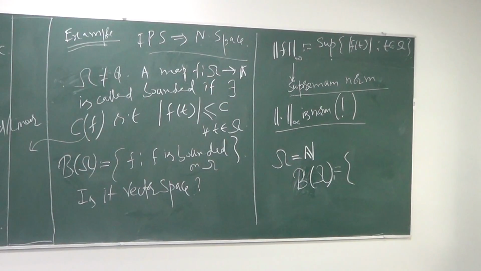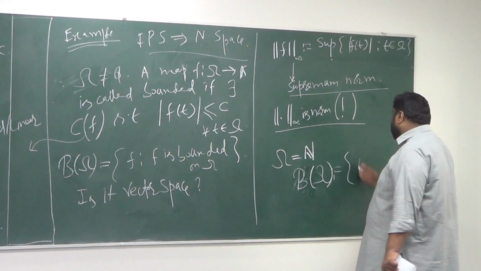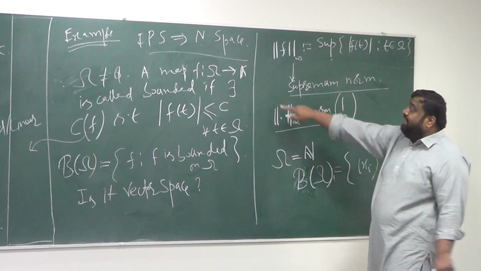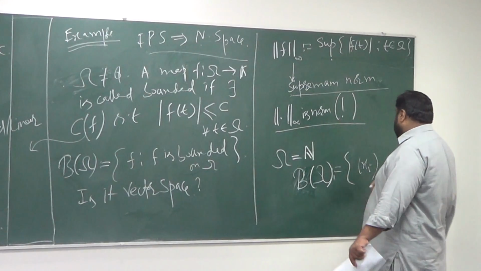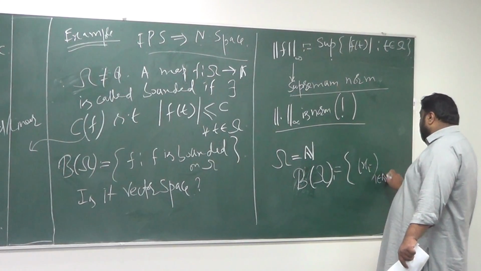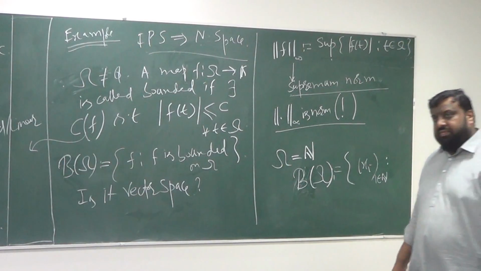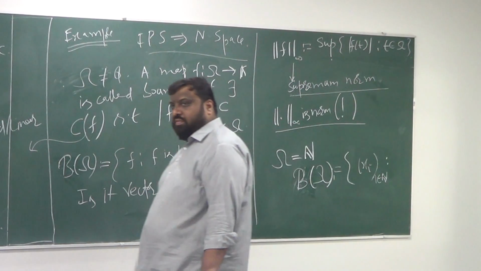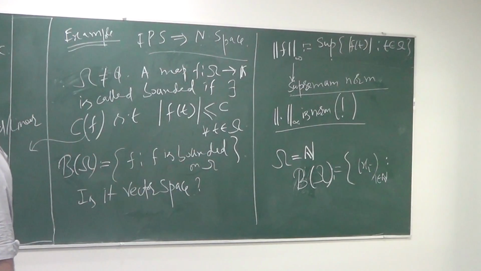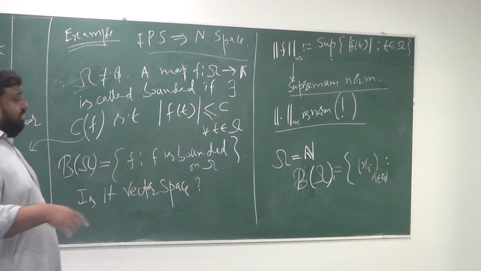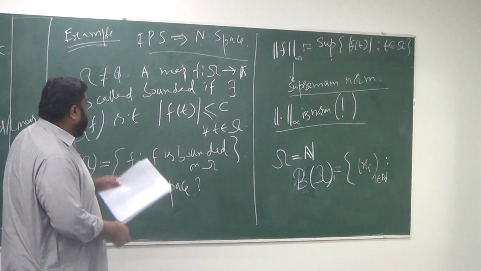These are going to be sequences actually. Fn. Okay, B of omega is going to comprise sequences in K, where i belongs to N. And what property must these sequences have? Bounded. So when I say that a sequence is bounded, okay, a sequence is a function.